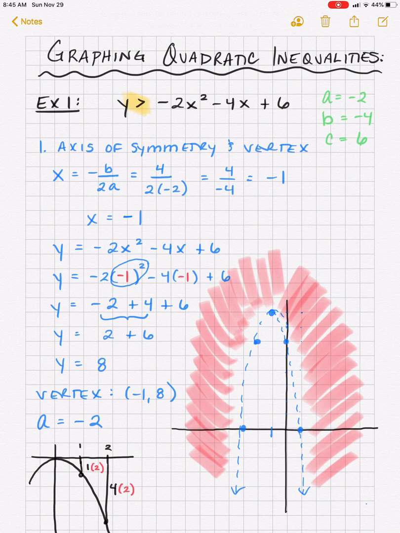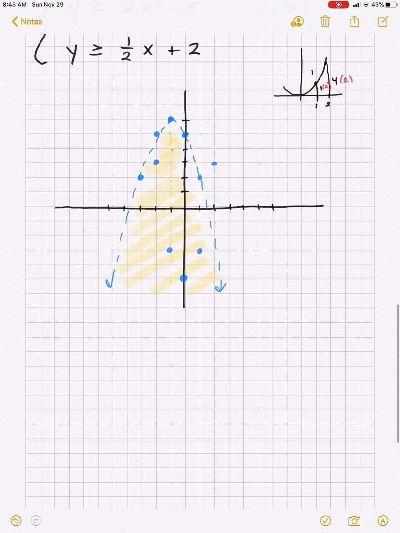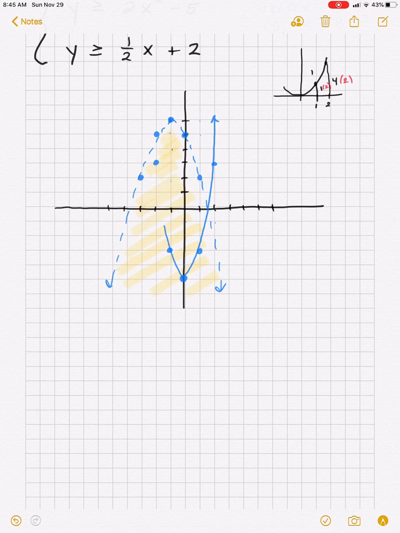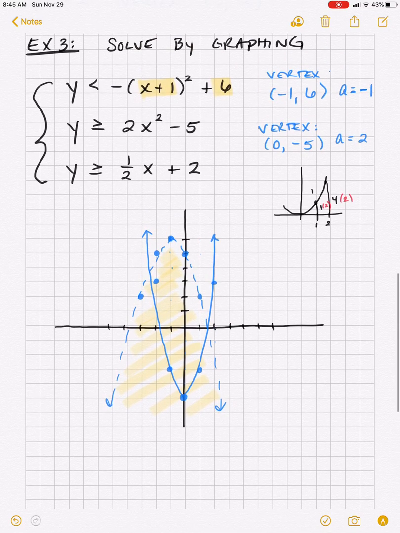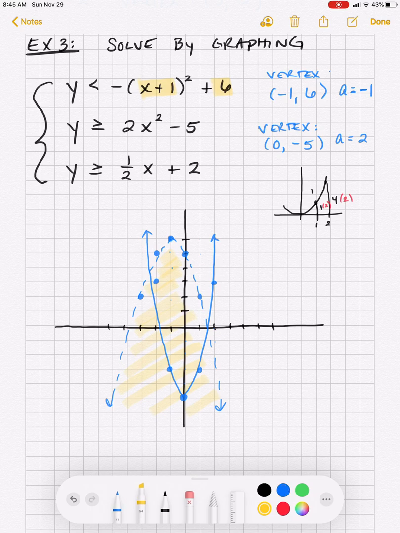This is greater than or equal to, so we're going to make a solid line for the boundary line for the parabola, and we're going to think about the shading. This means y is greater than or equal to, which is going to be above the parabola, or above the vertex, and so it's going to shade inside the parabola. So what I'm seeing so far is that the overlap appears to be in this region right here. We've got one more inequality to go.